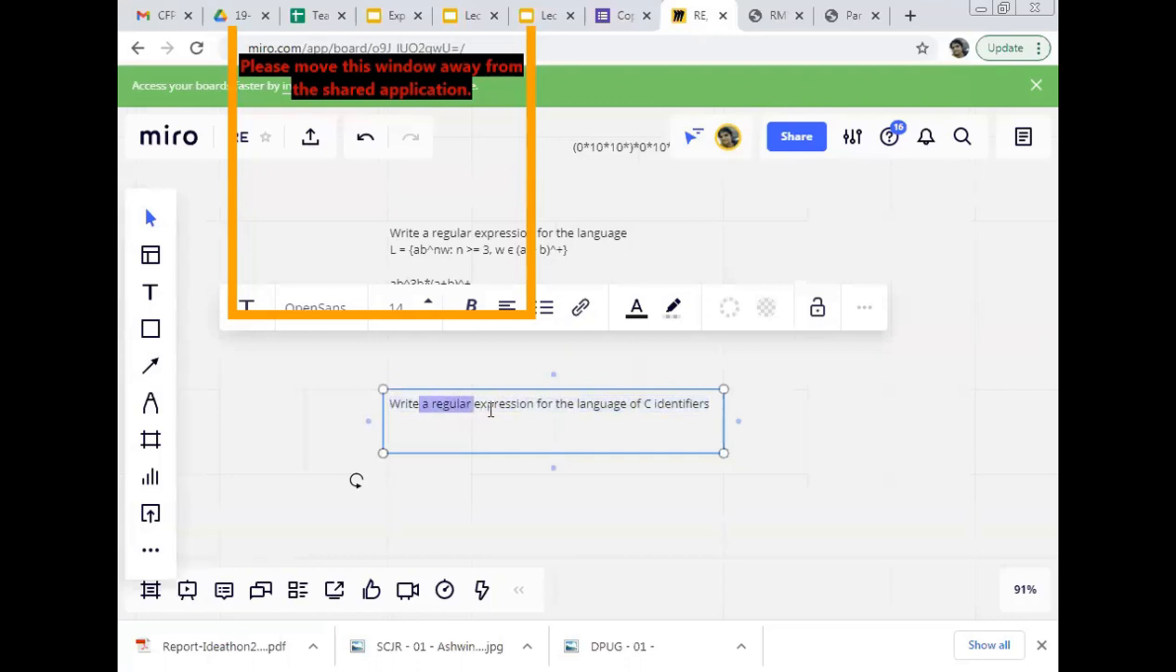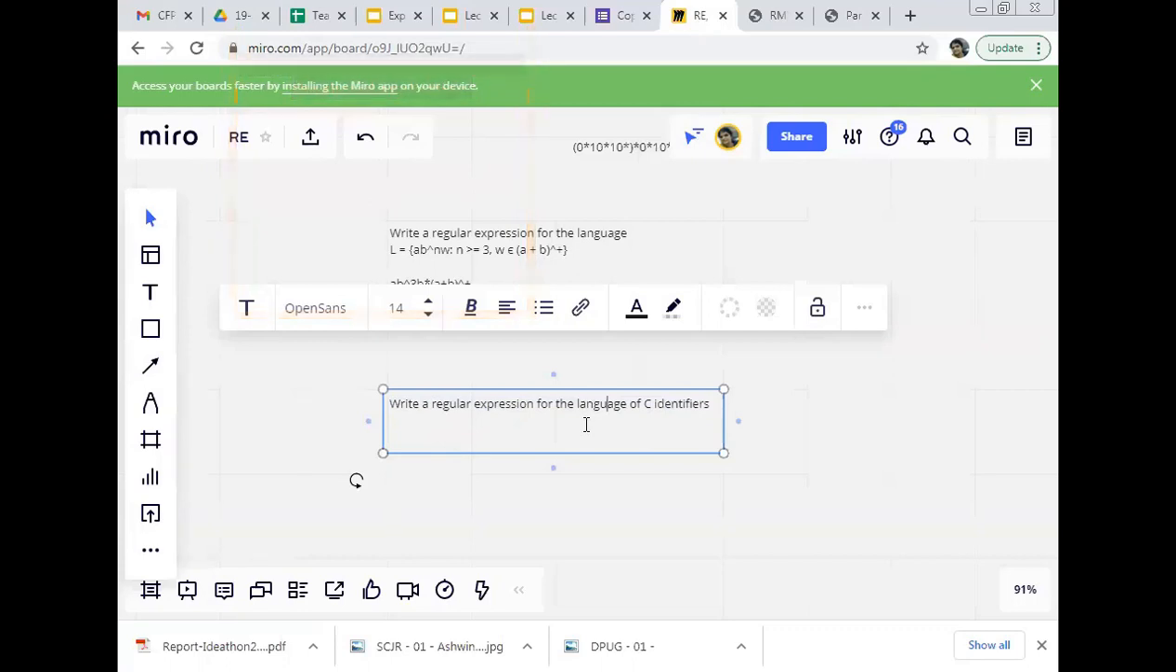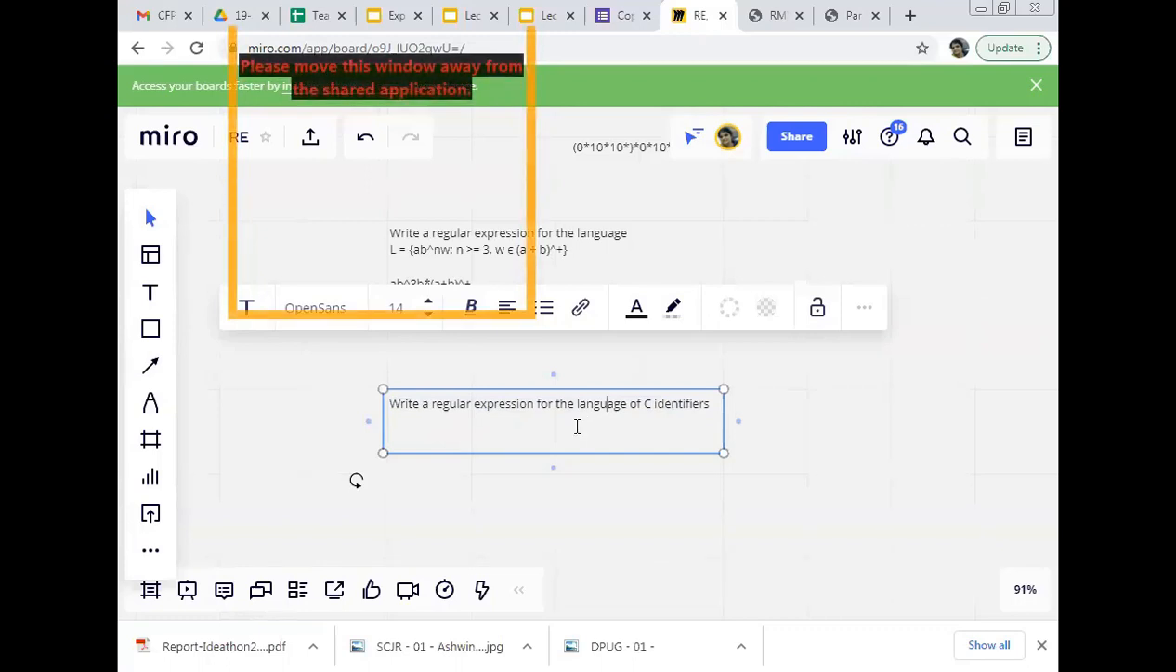RE is used in your compilers. Python has its own language, Java has its own language. Every language has its own rules and regulations to generate the string, to write the program, right? So now, according to that, we need the regular expression for the language of C identifiers.